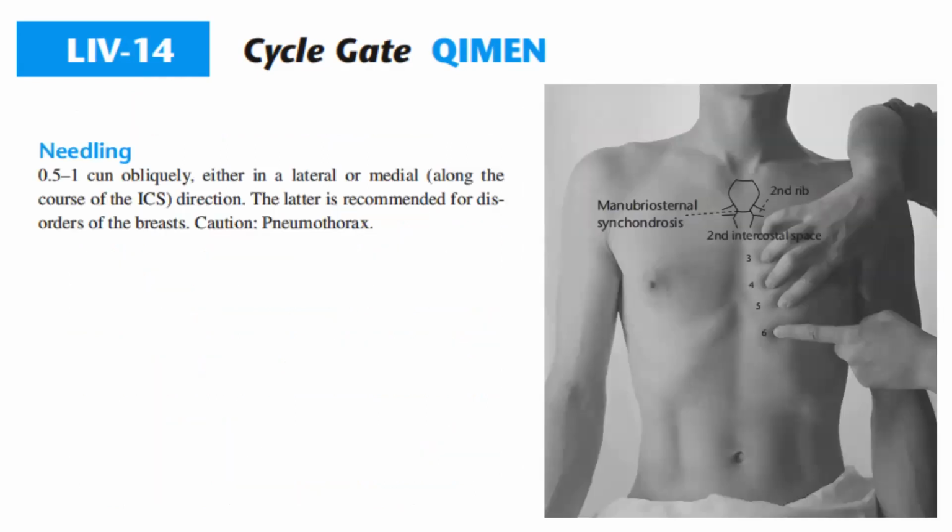Needling: 0.5 to 1 cun obliquely, either in a lateral or medial direction along the course of the intercostal space. The latter is recommended for disorders of the breasts. Caution: pneumothorax.